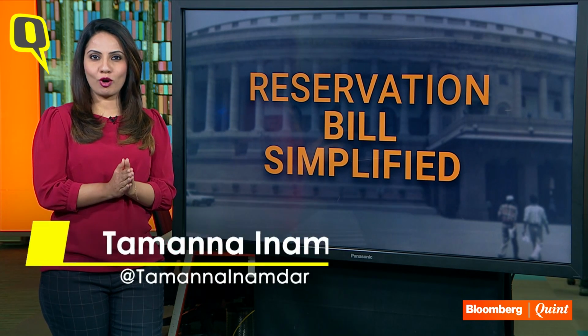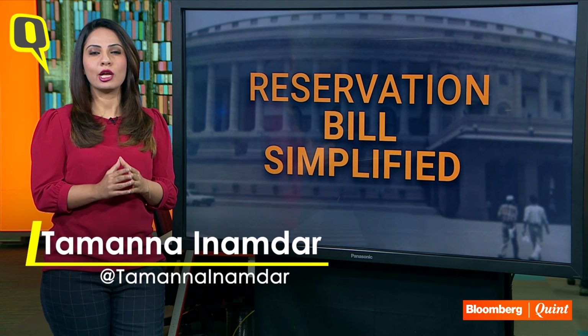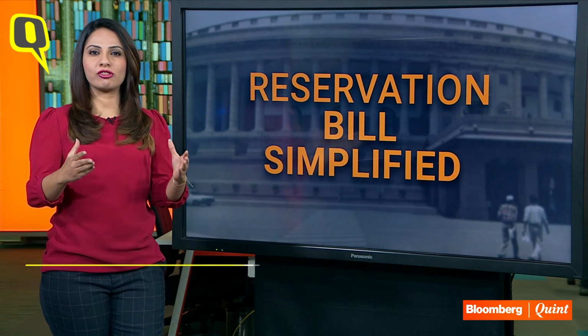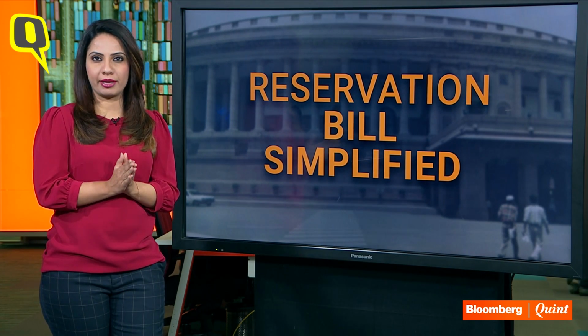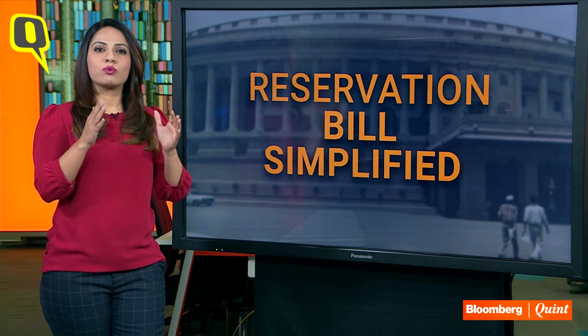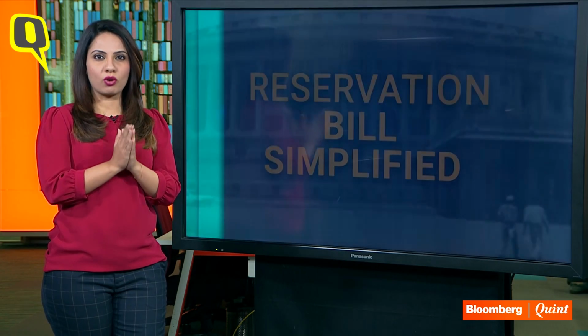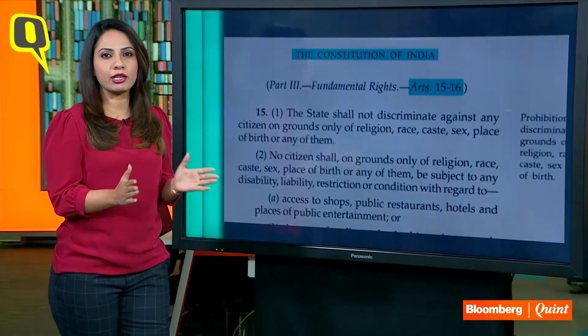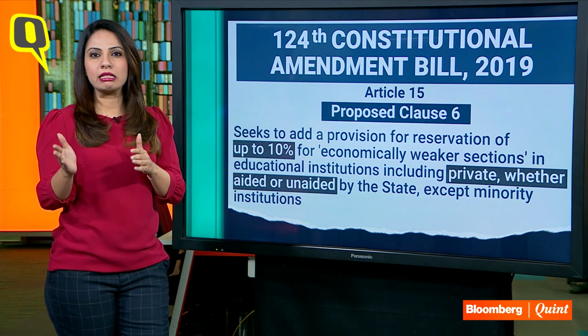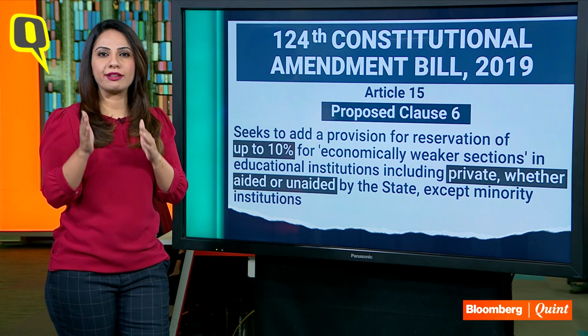The 124th Constitution Amendment Bill 2019, which aims to expand the scope of reservation, was introduced in Parliament today. These are the key highlights of what the bill proposes. It wants to add an additional clause in Article 15 and 16 of the Constitution. One deals with reservation in jobs and the other deals with reservation in education.